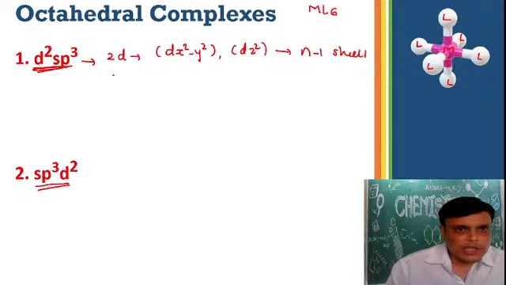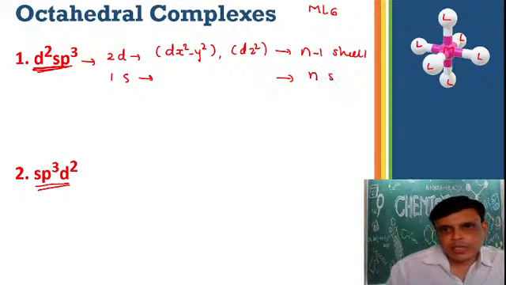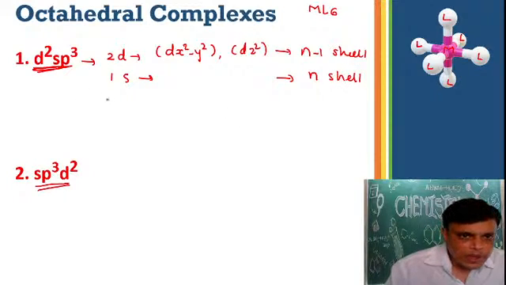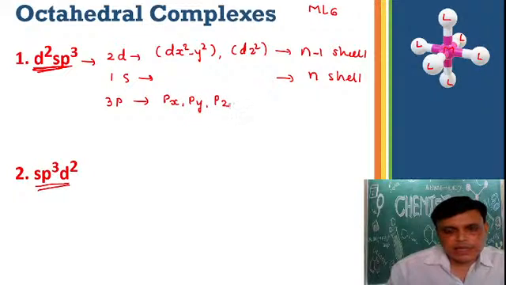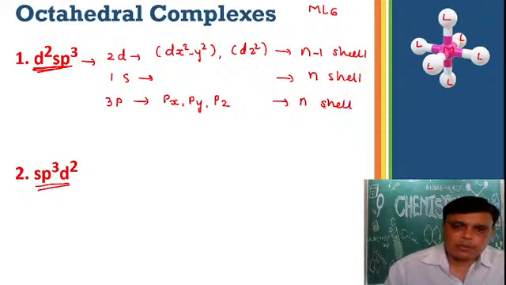Then 1 s orbital is involved. There is no such specific symbol for the s orbital, and here the s orbital is from the nth shell. And three p orbitals are involved. Which three p orbitals? Px, py, and pz. These three p orbitals are involved, and they all are from the nth shell. कौन से सेल में? nth cell में.